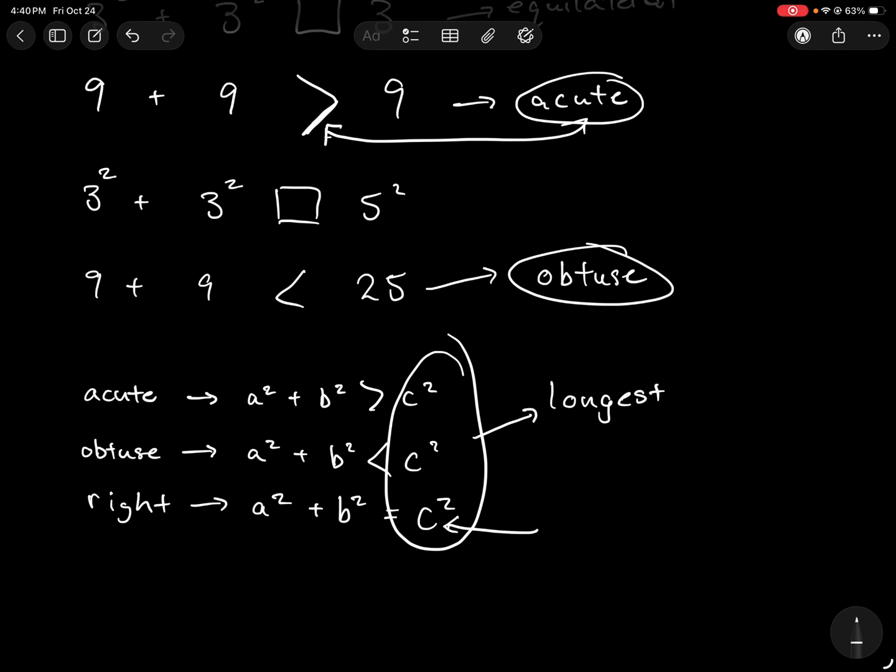It only happens to be called the hypotenuse for our right triangle, because otherwise it is only referred to as the longest side. So longest side is equal to c. Please keep that in mind.